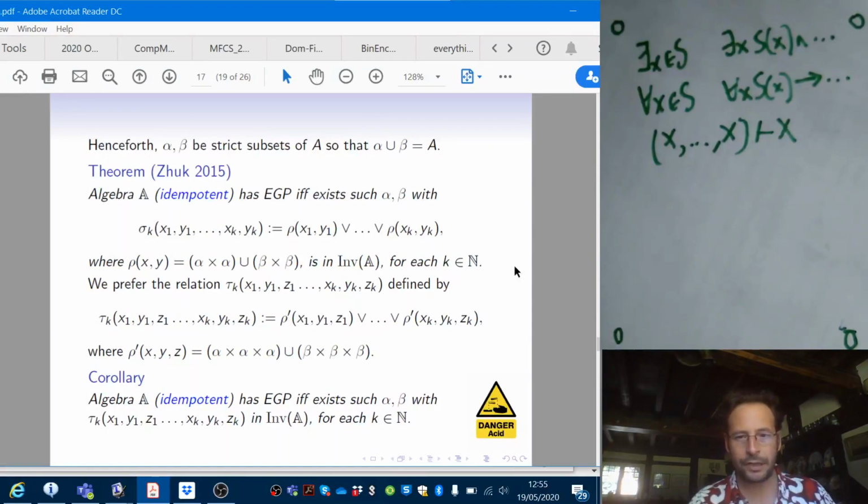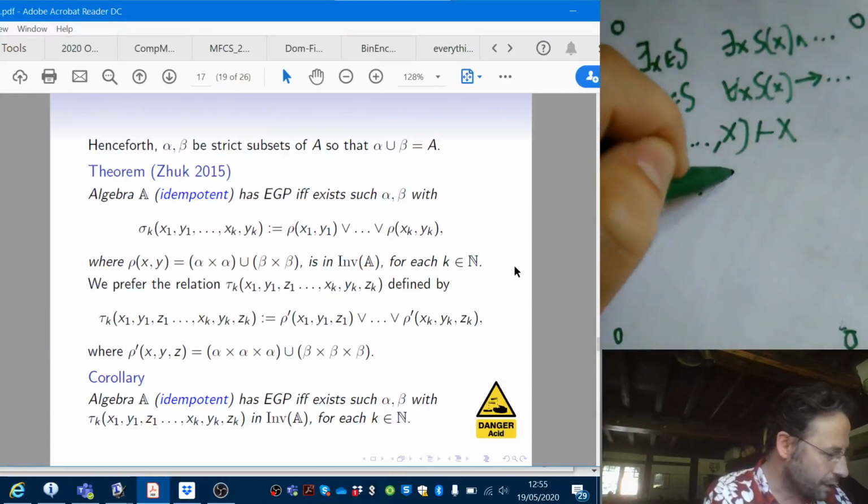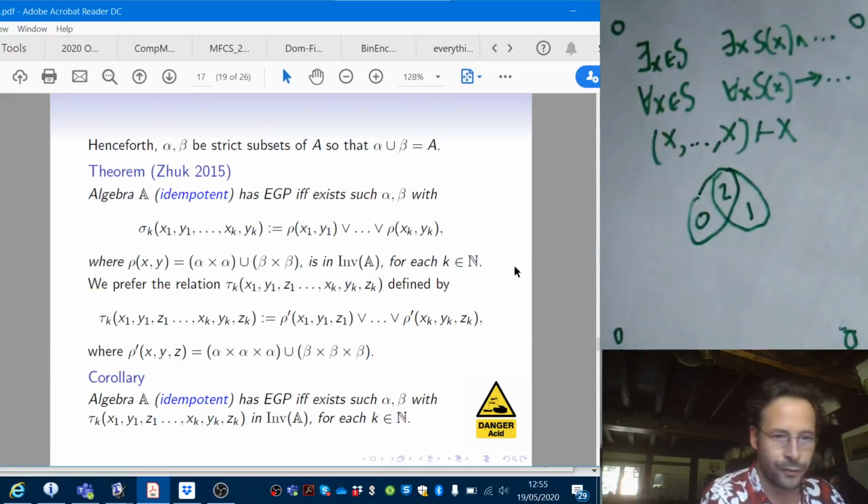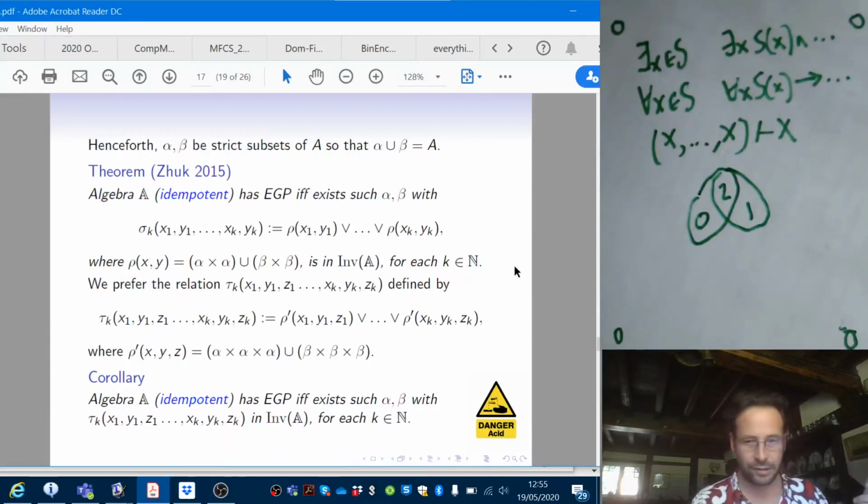Let's take A and B being strict subsets of A so that their union equals A. They don't have to have an intersection, but the most interesting case is when they do. So if we think of 0, 1, and 2, that's a very interesting case where 2 is the intersection. 0, 2 is alpha and 1, 2 is beta. Zhuk proved that the EGP coincides with the situation where some disjunctive relation is pp-definable. It's definable in the CSP logic. This is only in the idempotent case, by the way.